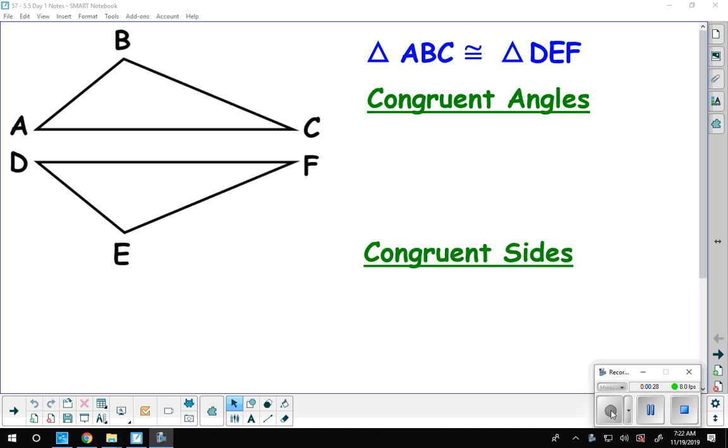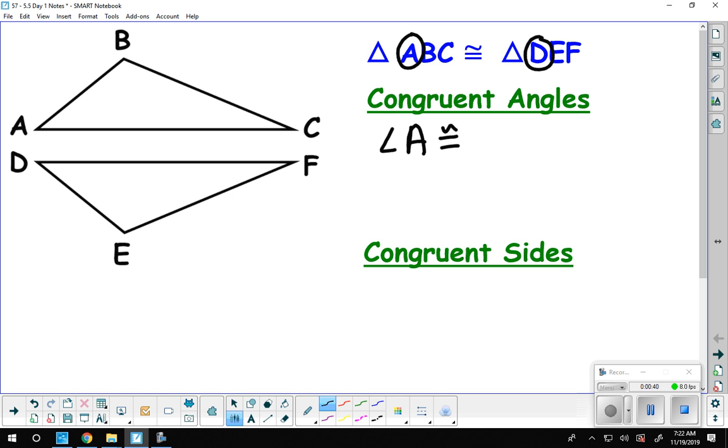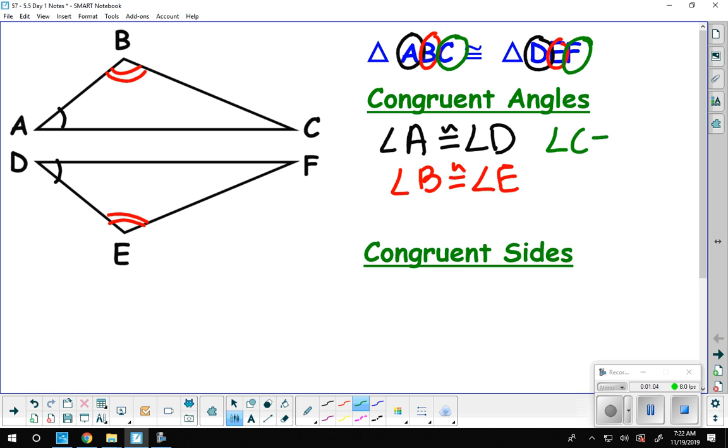So, we can use our congruency statement to find corresponding parts. A is the first letter, which matches up with D. So we know that angle A is congruent to angle D. Our second letter is B, and our second letter over here is E. So we know that angle B corresponds to angle E, which means they are congruent, since my triangles are congruent. And our third letter, angle C and angle F, these are corresponding angles. So we know that they are congruent since my triangles are congruent.